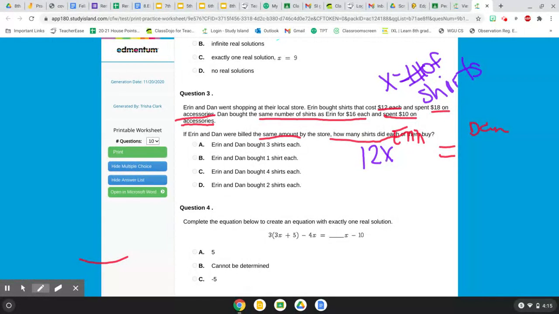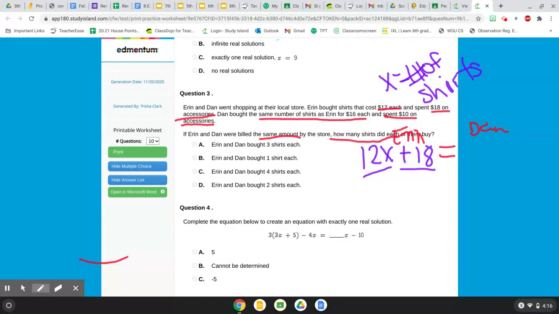But then she also spent $18 on accessories. Do we know how many accessories? No, but it's also not saying $18 on each accessory. It's just saying $18 total on accessories. So that's just a flat $18. And we're adding that because we want to know the total price that she's paying. So we have $12 per shirt plus a flat $18 for whatever accessory she bought.